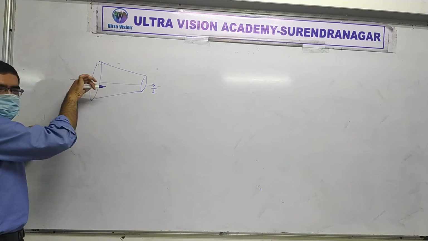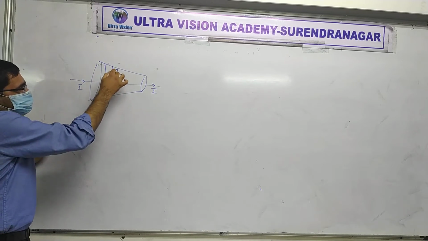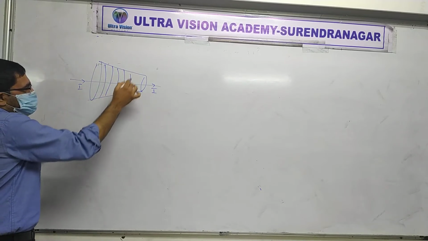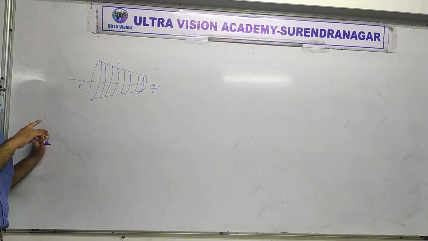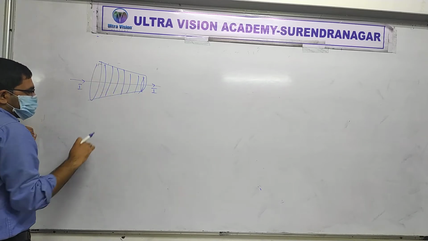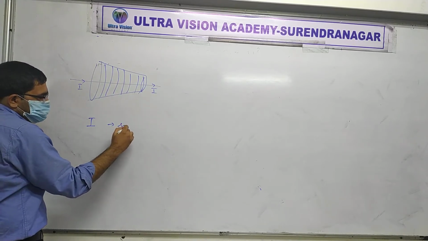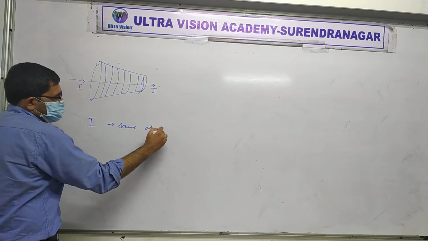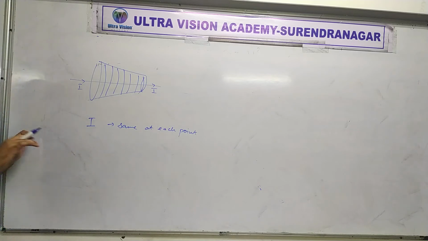Water flows in. Whatever water flows in this part, the same will flow in this part, the same will flow in this part, same everywhere. Yes or no? Clear or not clear? So even if the conductor is non-uniform in area, still the current value will be same everywhere, same at each point. Did you get that? Sure? So I is same at each point.